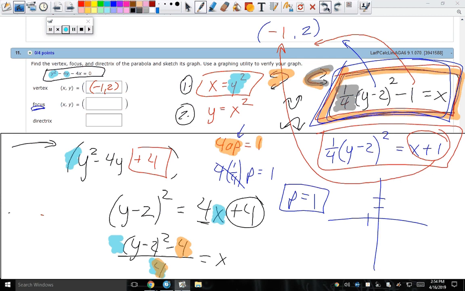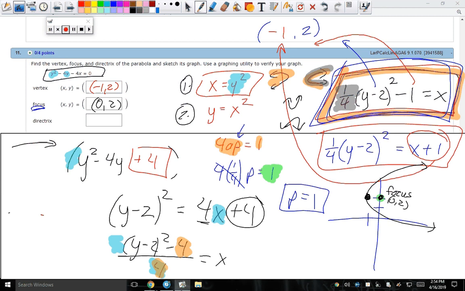Okay, so negative 1, 2, thank you, Caleb, is going to look like this. The jump that we solved for P is 1. So if I jump 1 to the right, there's my what? Focus. So the focus, basically the light of the flashlight, if you will, the light bulb, is going to be 0, 2. That would go here.